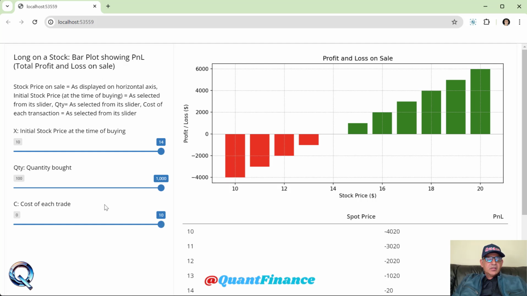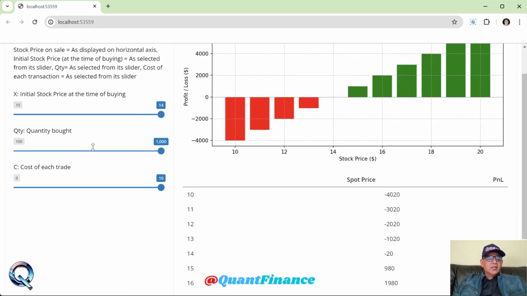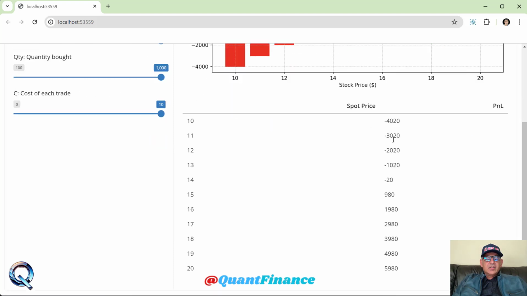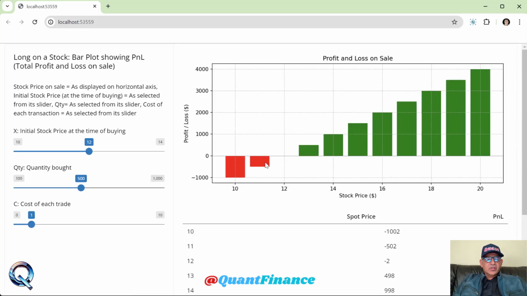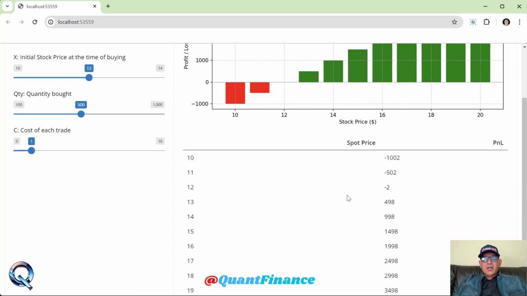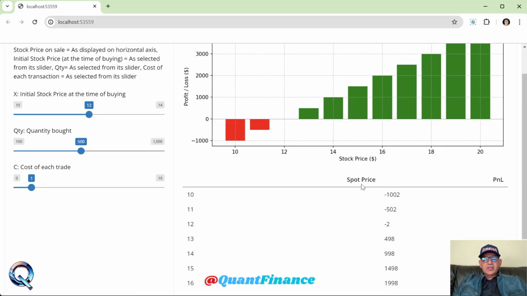These are the particulars, the inputs that go into the program, three of them, and then the interpretation happens. Let us go to the default situation. At default, the initial price is assumed at $12, quantity bought is 500, and cost of trade is $1. So in this situation, when you sell it at $10, you have a loss of $1,002.